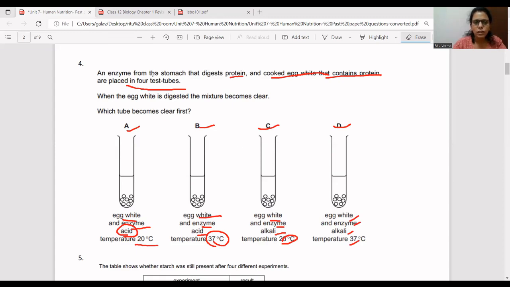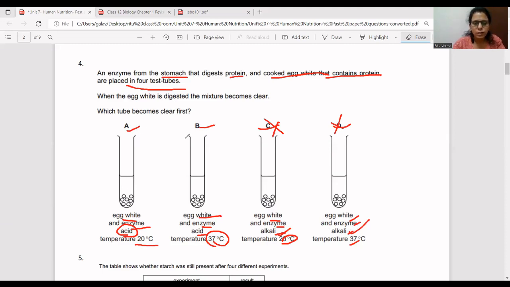Now, if you look at the question, it was given in the beginning that the enzyme is from the stomach. Now we know that in the human stomach, the condition is acidic, because hydrochloric acid is released by the walls of the stomach, and the pepsin enzyme, which helps in digestion of protein, works best only in acidic conditions. So that means we require acid. Hence option C and option D become wrong, because in these they have added alkali and there is no acid.